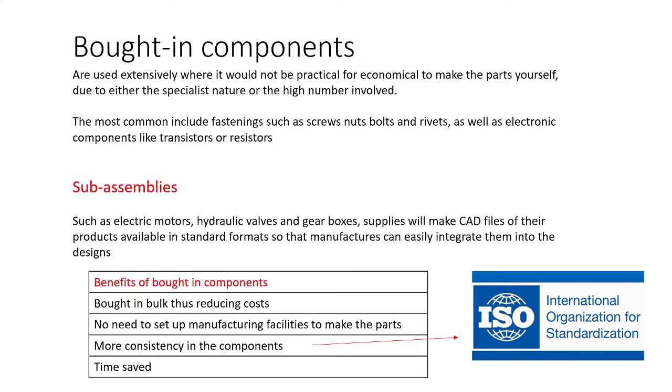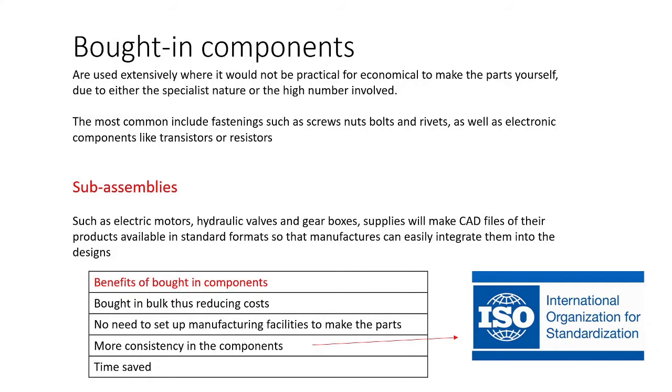So, bought-in components. As we said before, it's just easier for a lot of companies to buy those parts in, because otherwise you're going to have to set up another part of your factory to make all those individually, where you could just buy 10,000 screws or 10,000 fittings or whatever it is that you may need. You can get something called sub-assembly.